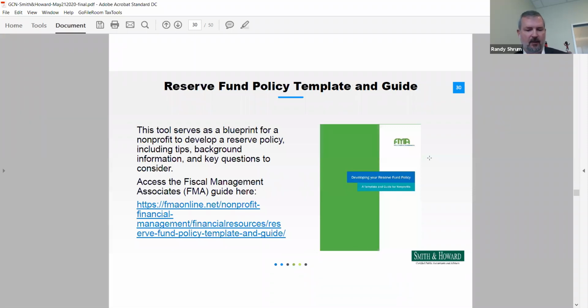We recommend developing the reserve policy to help you build the reserve, which could then provide guidelines on how to spend the reserve. Policy will help you accomplish your goal and stay on track. Now, if you don't already have a funding reserve policy, now's the time to use this template to memorialize the discussions you're already having right now with your board. So what we'll do is we'll walk through this template, and this is from the Fiscal Management Associates, and this will help you customize a policy that works for your organization.